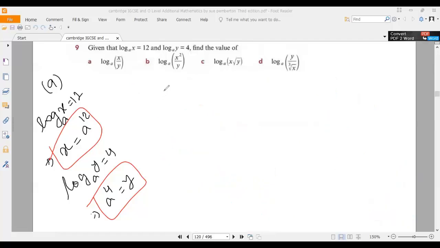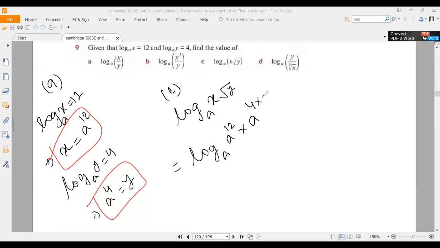Now number C. Number C says log base a of x root over y. So we can write log base a of, instead of x, a to the power 12 multiplied by, instead of root over y, we can write a to the power 4 multiplied by 1 by 2. Why 1 by 2? Because of the square root, we will multiply the power by 1 by 2. And what is the value of y? A to the power 4. That's why a to the power 4 into 1 by 2.